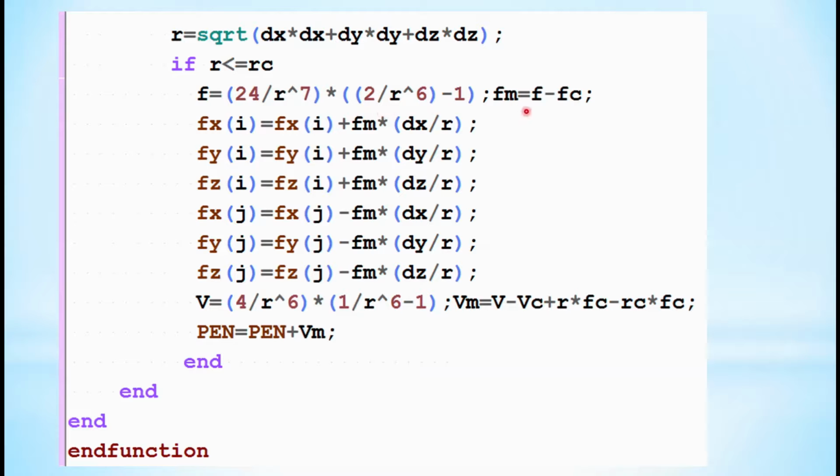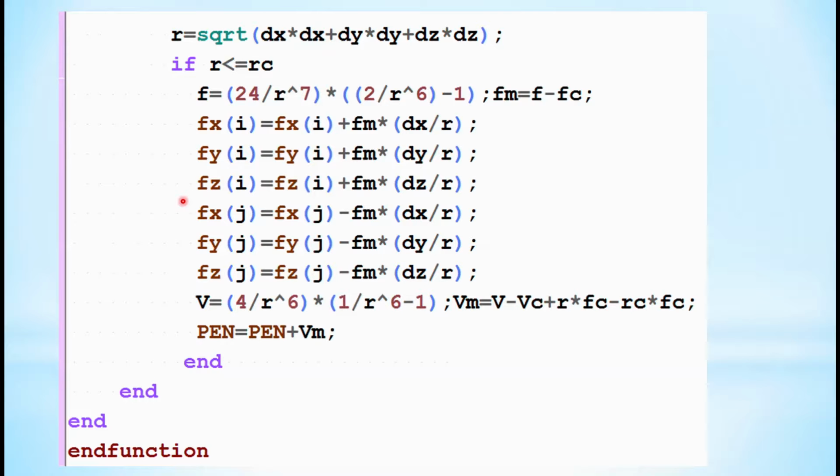Then we have to calculate modified force, F minus Fc. Then we'll calculate the value of the components of forces. So Fxi equal to Fxi plus Fm multiplied by dx by R. Actually, we have to add not the force but the component of force. So this dx by R is basically cos theta, that is the component of force along the x-axis. So we can calculate Fx, Fy and Fz.